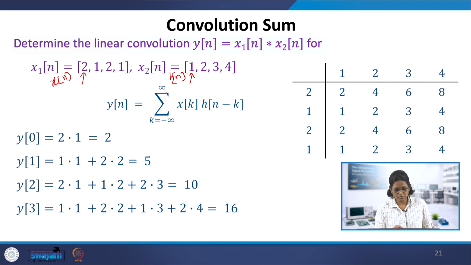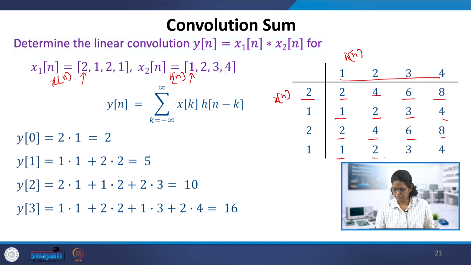In this case, if you take one signal, it is 1, 2, 3, 4, which is h of n, and then another one 2, 1, 2, 1, this is x of n. Then multiply each row: 2 with 1, 2, 3, 4 gives the values 2, 4, 6, 8. Similarly, the second row, 1 with 1, 2, 3, 4, gives 1, 2, 3, 4. The third row would be 2, 4, 6, 8.